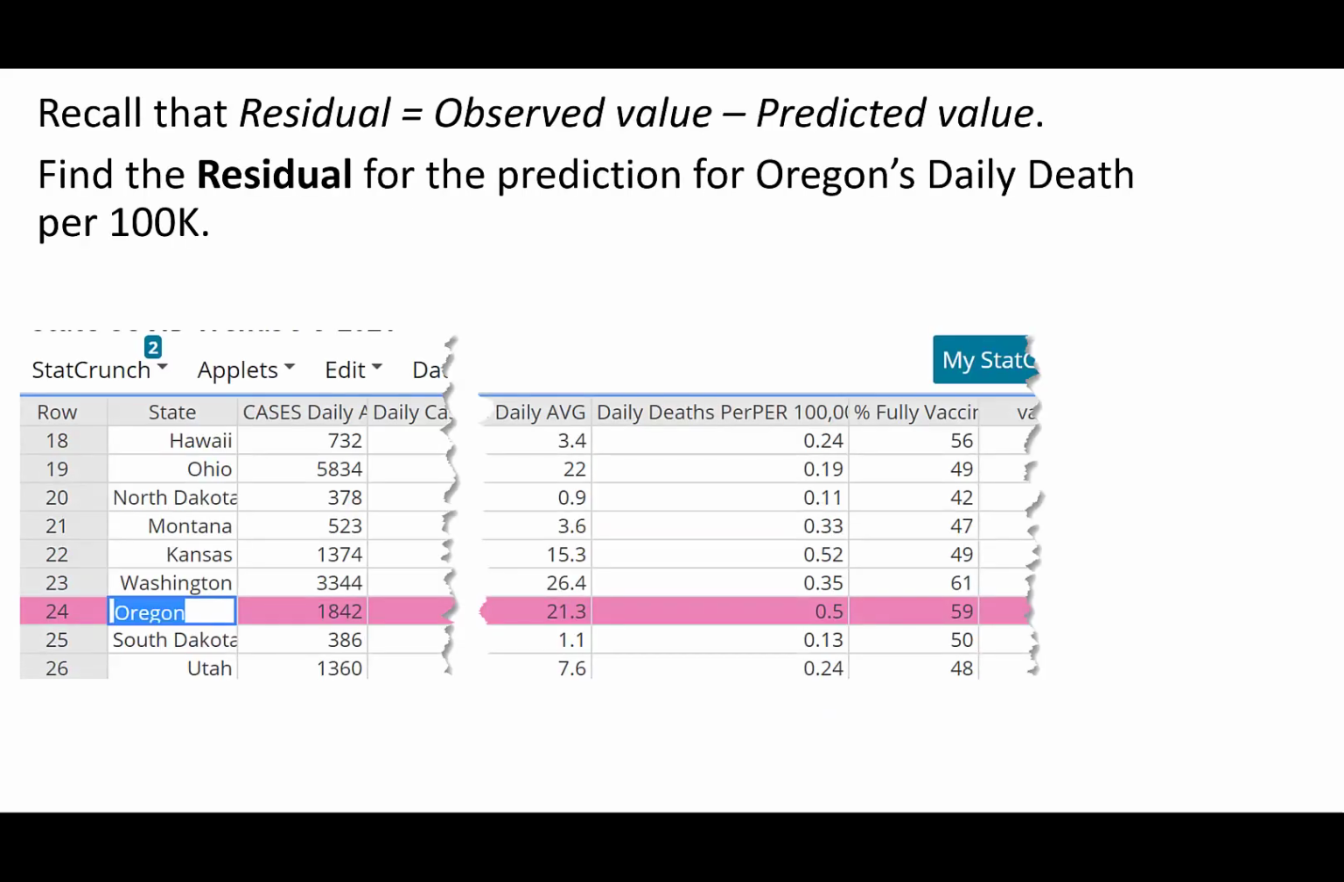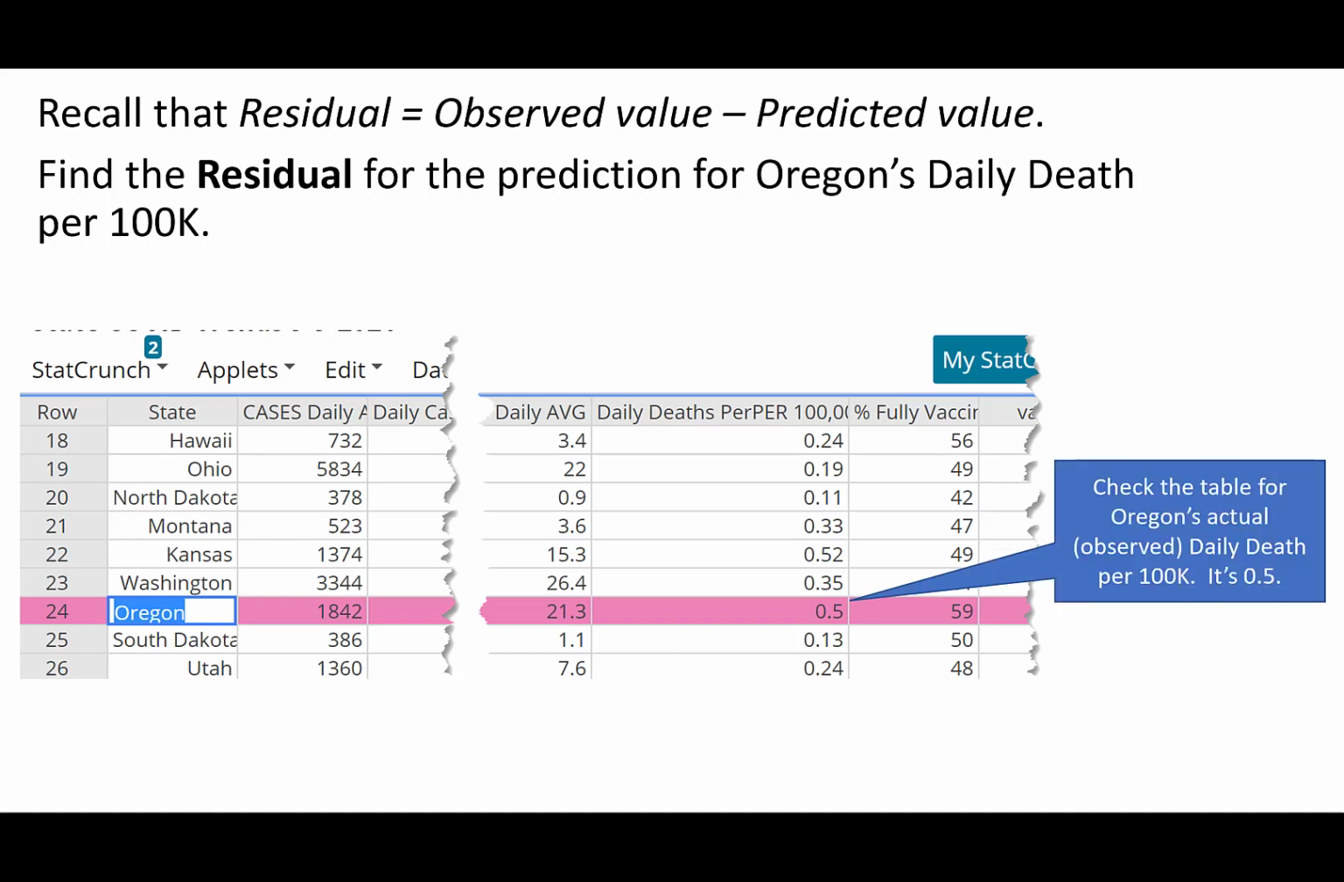And here the next question says, recall the residual is the observed minus the predicted. So how well did our model do? So find the residual for the prediction for Oregon's daily deaths per 100,000. So why didn't I choose Tennessee, the state where I'm from? It was too close to the line. It was almost dead on. So that would have been a little tough to look at. So I just picked Oregon, 59%.